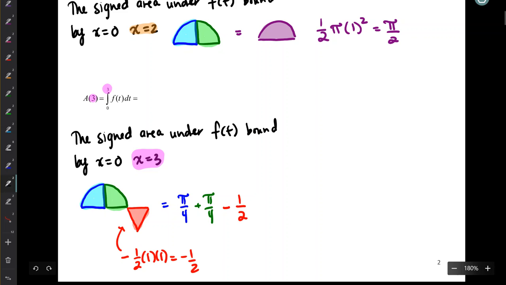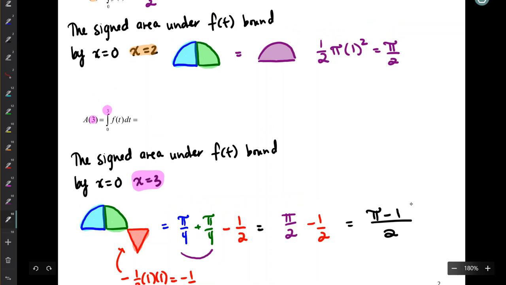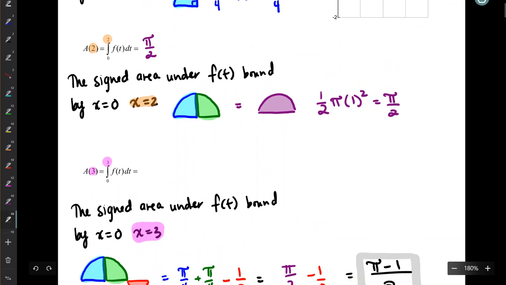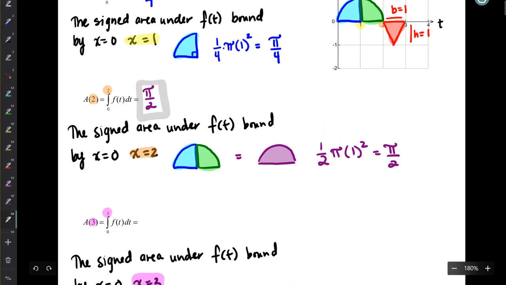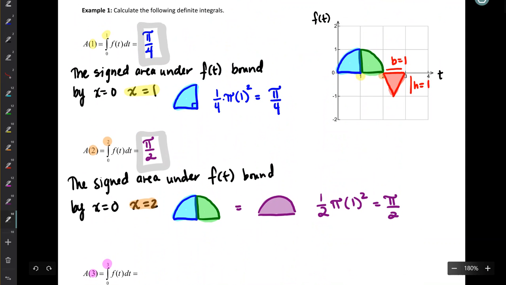And in question 2, when we did A of 2, I wrote that pi over 4 plus pi over 4 as 2 pi over 4, or pi halves. Then minus 1/2, and that looks beautiful. Common denominator, how about pi minus 1 all over 2? All right. So these are your 3 answers.